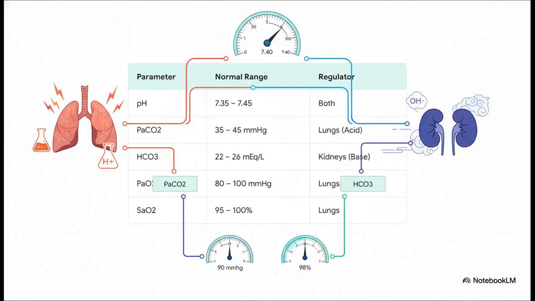And this is your command center dashboard. You absolutely have to memorize these numbers. No way around it. The pH is the main goal, between 7.35 and 7.45. PaCO2 is the acid controlled by the lungs. And HCO3, or bicarb, that's your base, and it's managed by the kidneys. It's a constant tug of war between these two to keep that pH right where it needs to be.